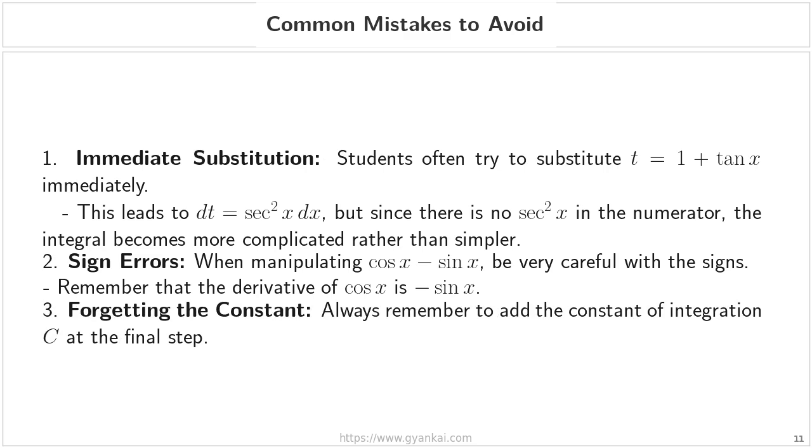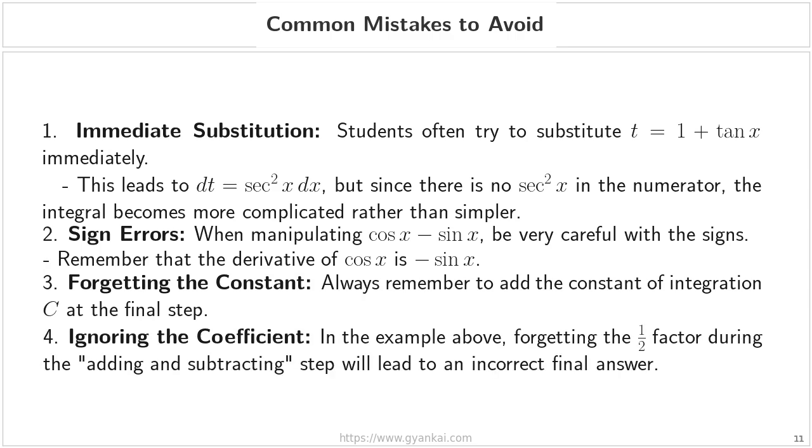3. Forgetting the constant. This is a classic mistake, and it's easy to do. After you've integrated everything and have your final answer, don't forget to add the constant of integration, which we denote as c. This represents the family of all possible antiderivatives, and it's essential for a complete and correct solution. It's a small detail, but it can cost you points on an exam.